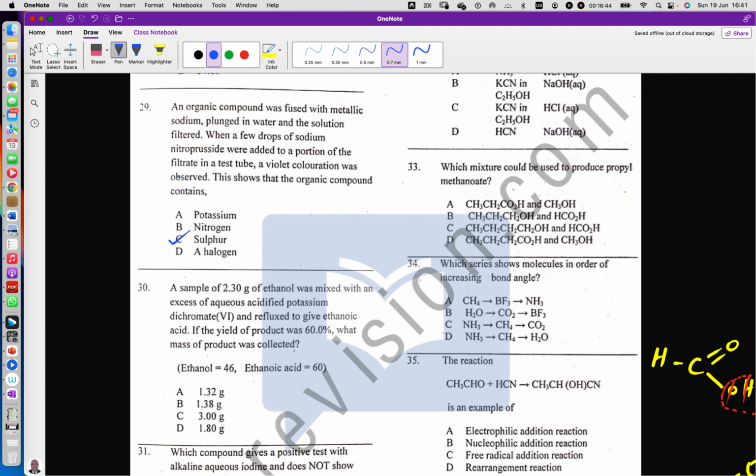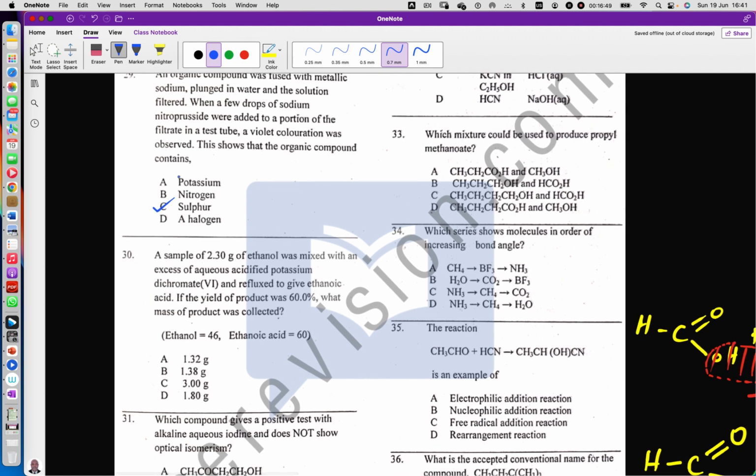Question number 30: a sample of 2.3 grams of ethanol was mixed with an excess of aqueous acidified potassium dichromate(VI) and refluxed to give ethanoic acid. If the yield of product was 60%, what mass of product was collected? It's a simple proportion type of thing, very, very simple as you look at it.